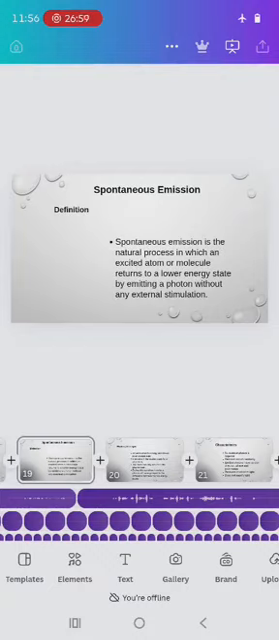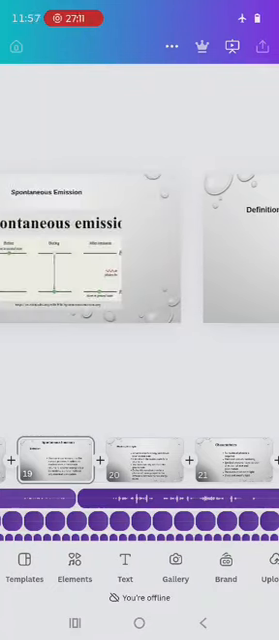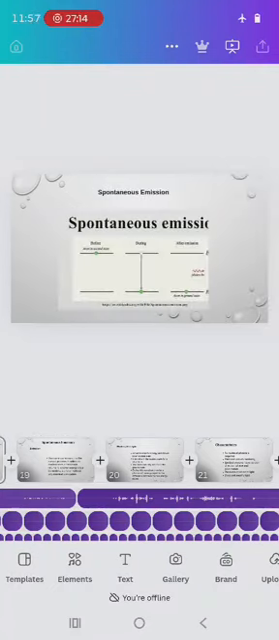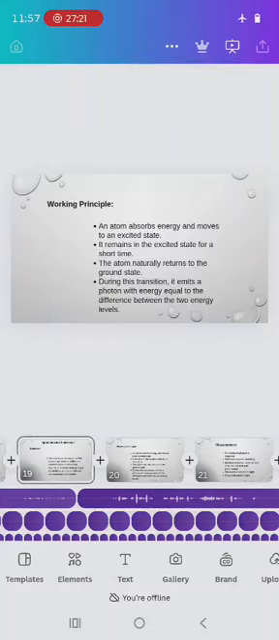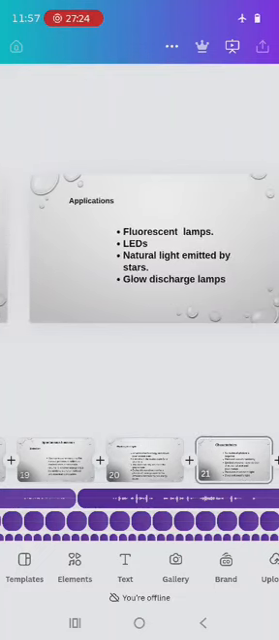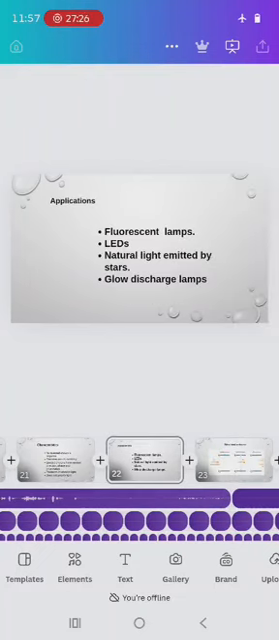Spontaneous emission is the process in which excited atoms or molecules return to a lower energy state by emitting a photon without external stimulation. E1 means the lower energy state, E2 the higher energy state. Applications of spontaneous emission: fluorescent lamps, LEDs, and natural light emitted by the stars.